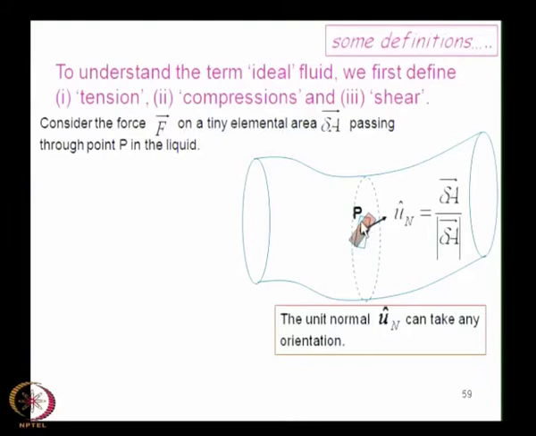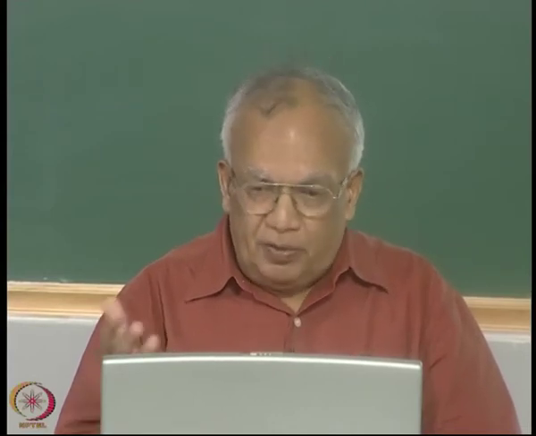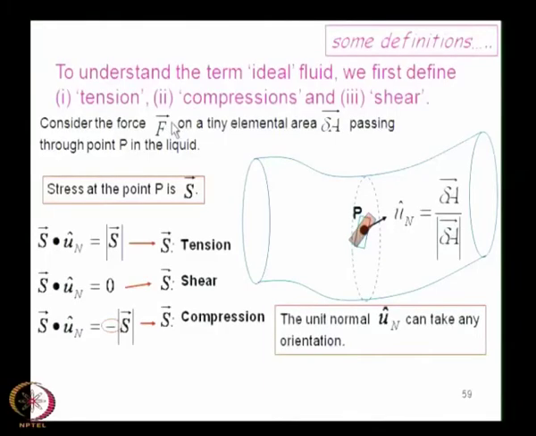So, what we do is we consider the force on a tiny elemental area. This elemental area is considered as a vectorial quantity. It is the cross product of the two sides of the rectangle, right? So it will have a certain directional attribute. This comes from the right hand screw rule, as we have already seen. And with reference to this, we can define the force per unit area, which will give us the stress.